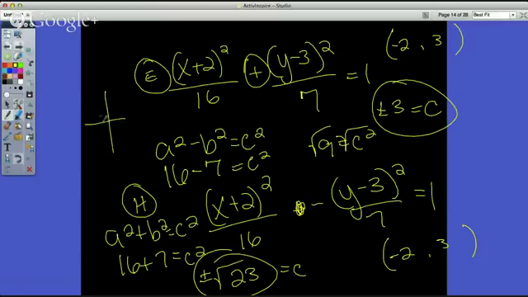Think about it this way. -2, 3, that's up here, right? So I'm going to be going 4 to the right, 4 to the left. Square root of 7 is like 2 point something. It's going to be like this, right? So that's why the foci are always inside. If you need to graph that, that's fine, okay?